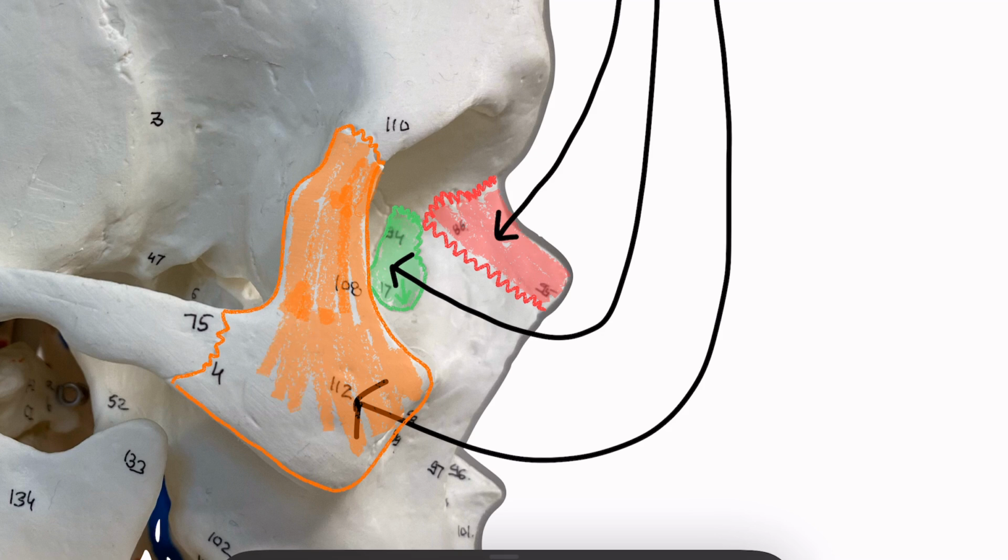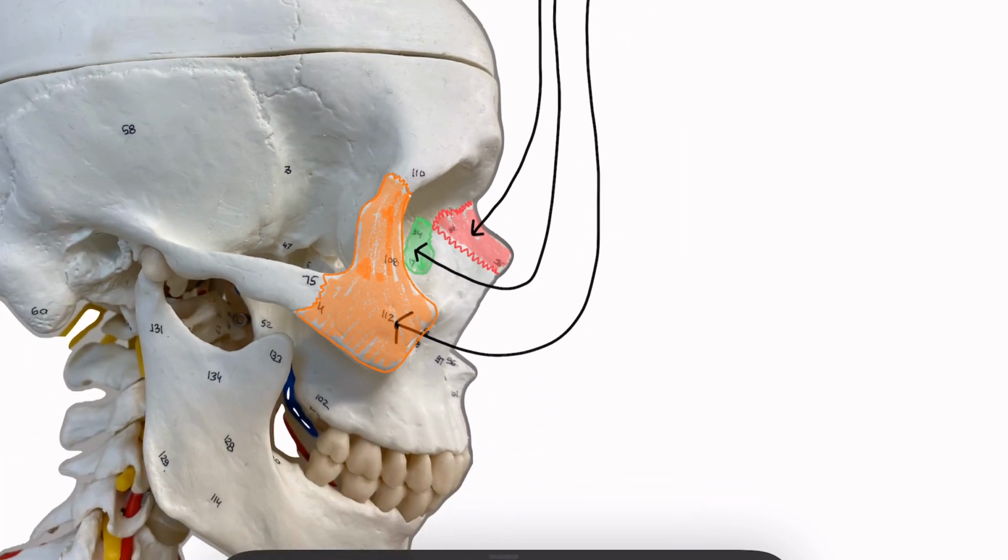This bone serves as an attachment for a muscle called the zygomaticus. And that muscle attaches here and goes down to the corners of your mouth. And so when it pulls upward, it makes you smile.